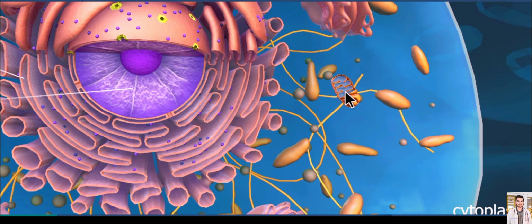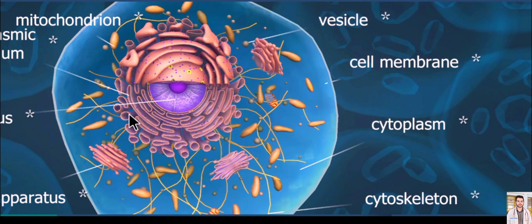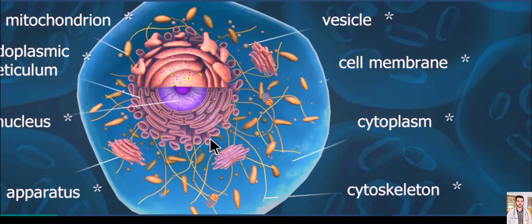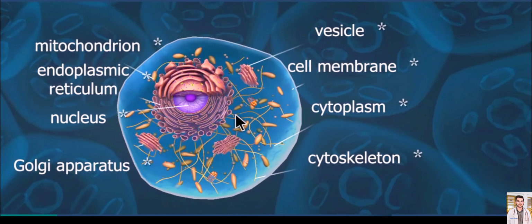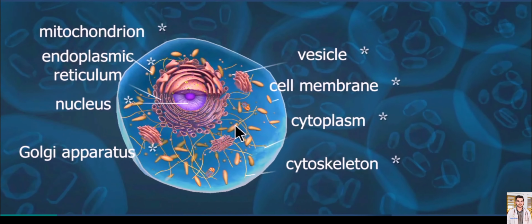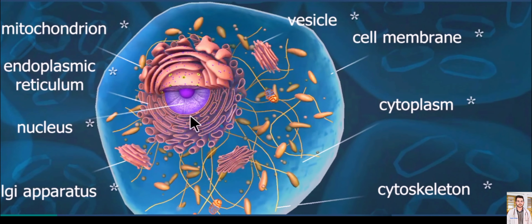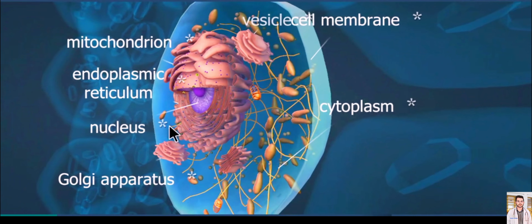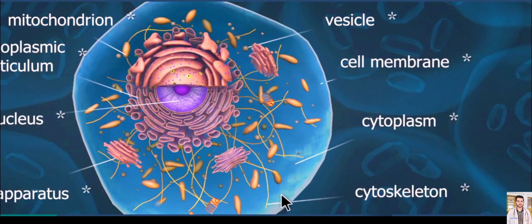Eukaryotic cells reproduce both sexually and asexually. Sexual reproduction involves the fusion of gametes, or sex cells, to produce offspring with a combination of genetic material from both parents. Asexual reproduction involves the production of identical offspring through mitosis. Eukaryotic cells have several unique characteristics that distinguish them from prokaryotic cells.